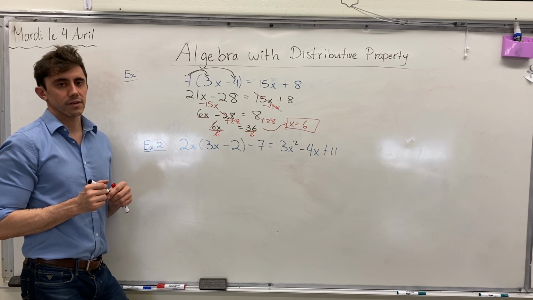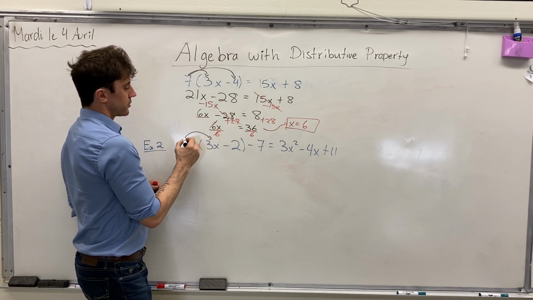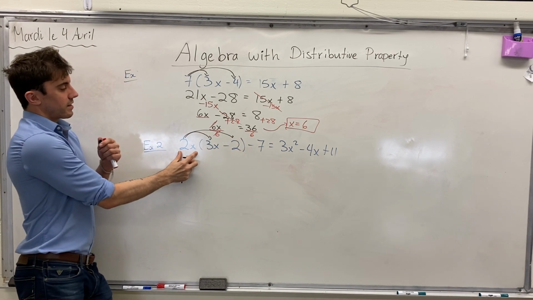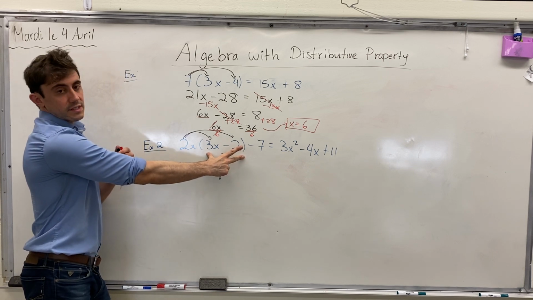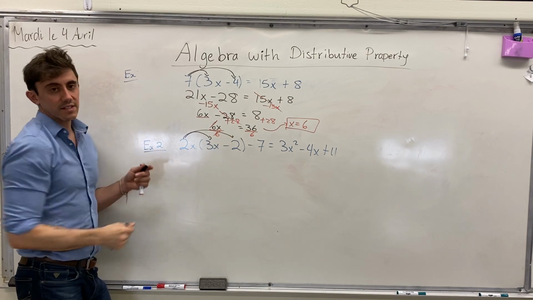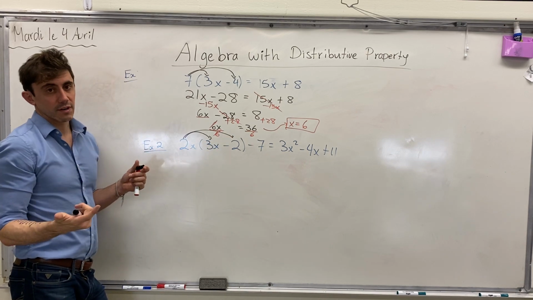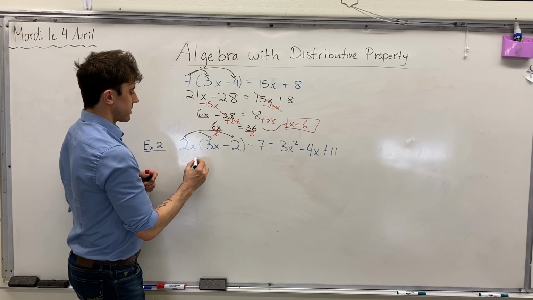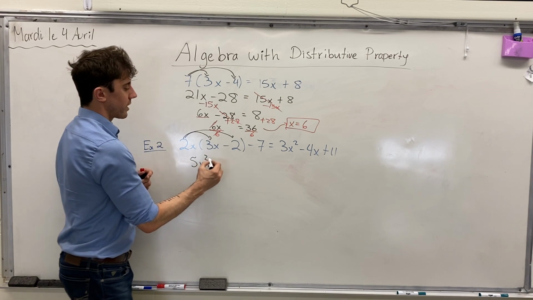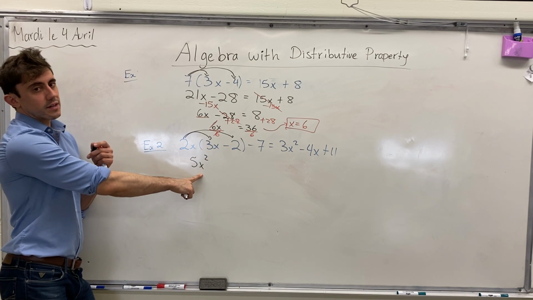Okay. So example 2 is a tiny bit messier, but it's the same kind of ideas that we're going to apply to it to solve it. Okay. So first off, we're going to multiply through with the distributive property. So again, the 2x is in front of the bracket, and so it multiplies each term inside the bracket one at a time. So 2x times 3x, remembering our exponent laws, gives us 6x squared, right? Because x times itself becomes x squared.